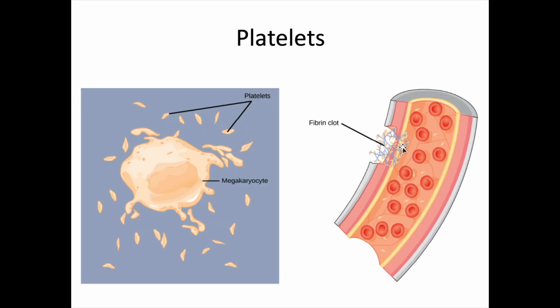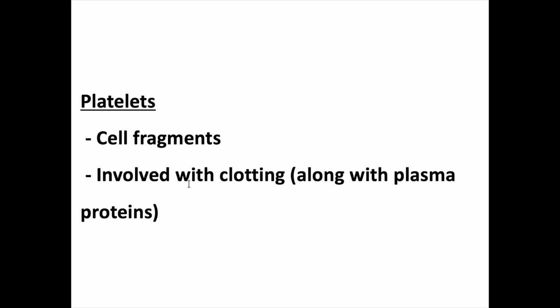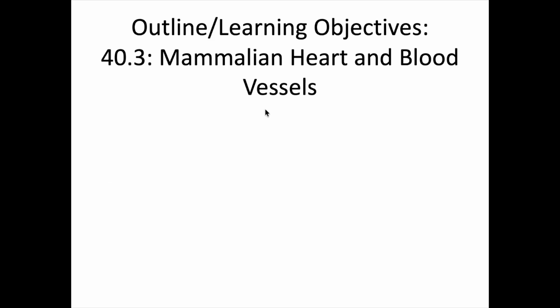These platelets are going to combine with those proteins and form this clot, which can prevent blood loss. So platelets are cell fragments, and they're involved in clotting along with some of these plasma proteins. Okay, now that we've talked about what's in blood, let's talk about the actual circulation of blood.